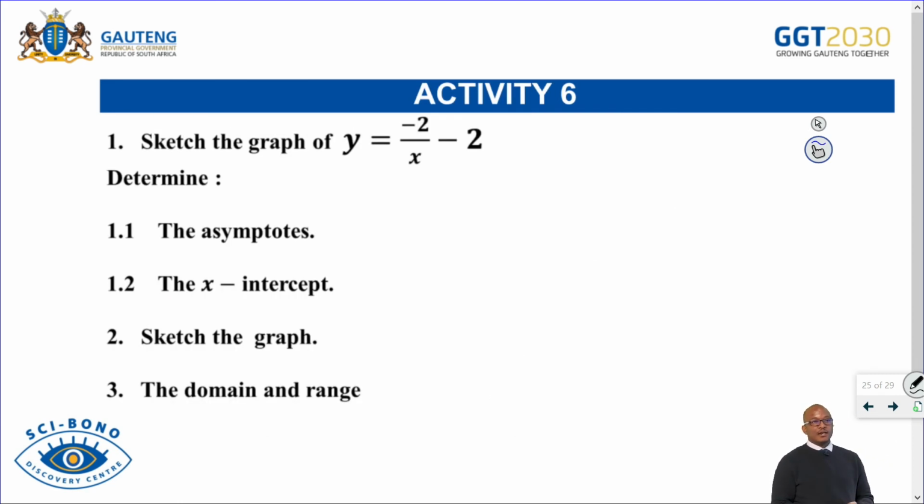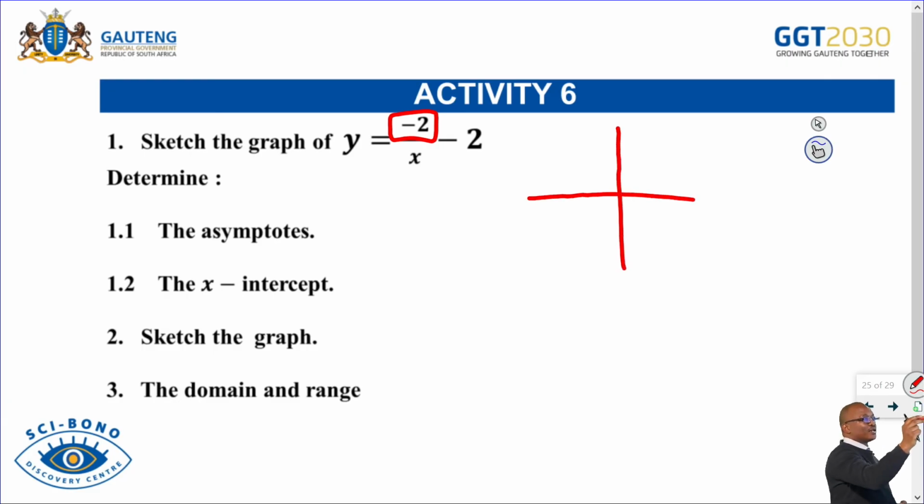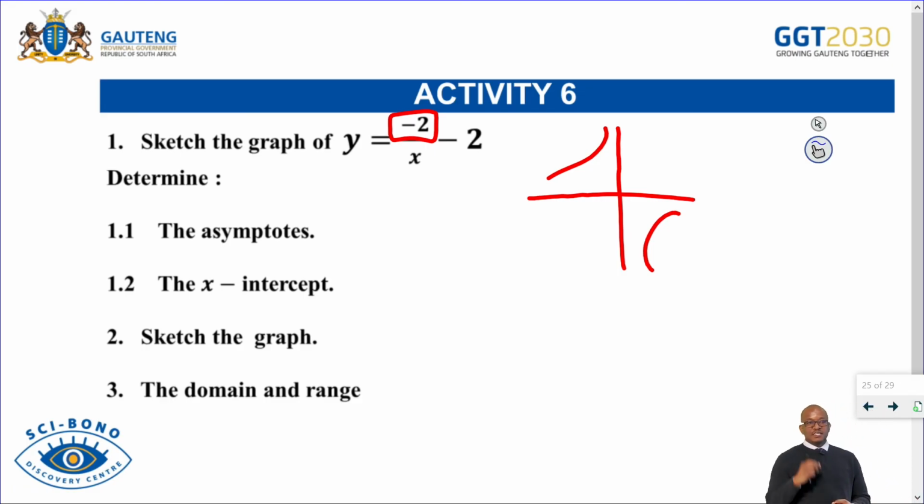Okay. Now, let's look at the second graph that we need to sketch. We apply the very same method. Remember now, in this case, this graph here, we have a negative. And when we have a negative, we agreed that it's supposed to look like that. The first thing that you need to do is to identify the asymptotes, to determine the x-intercept, and to sketch your graph.